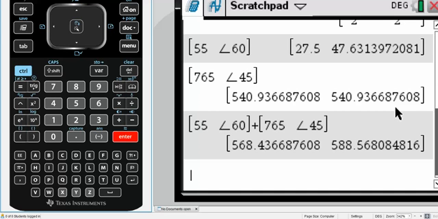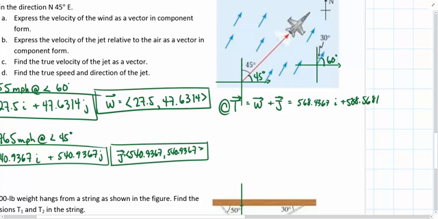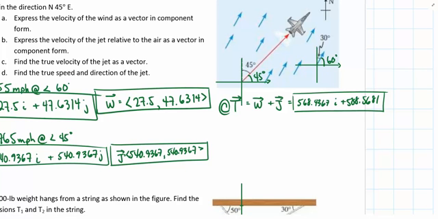And this is the resulting vector in algebraic or component form. And when written in algebraic form, we have 568.4367 I plus 588.5681 J. This is our algebraic form of the solution. And if we wanted to write it as component form, we would just write the A and the B value inside of the angled brackets.